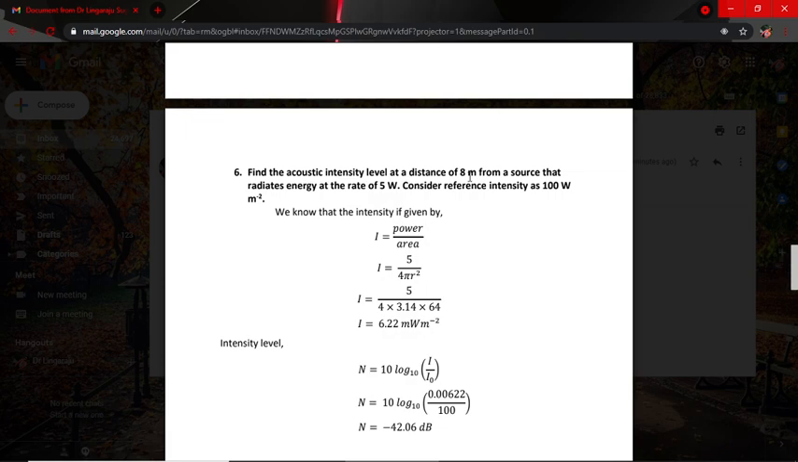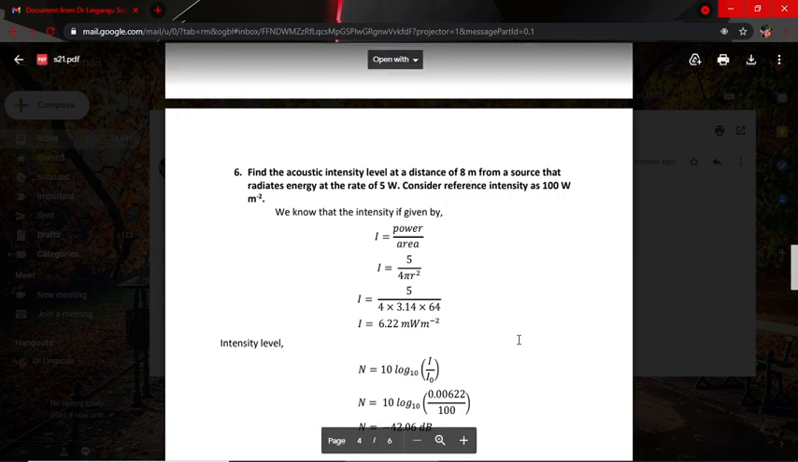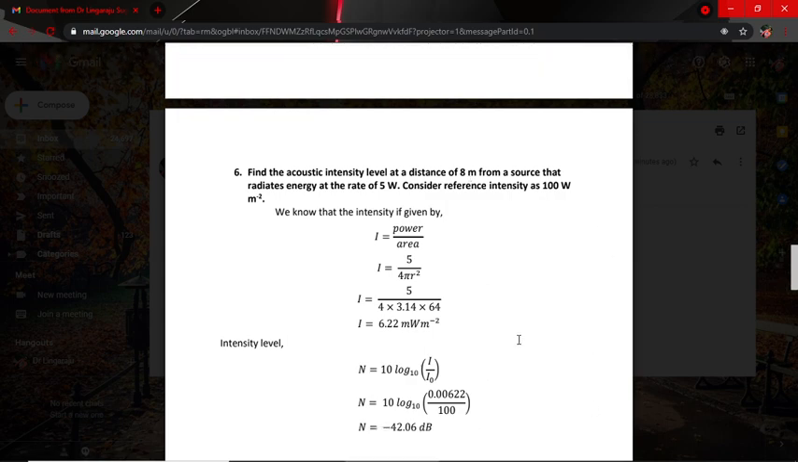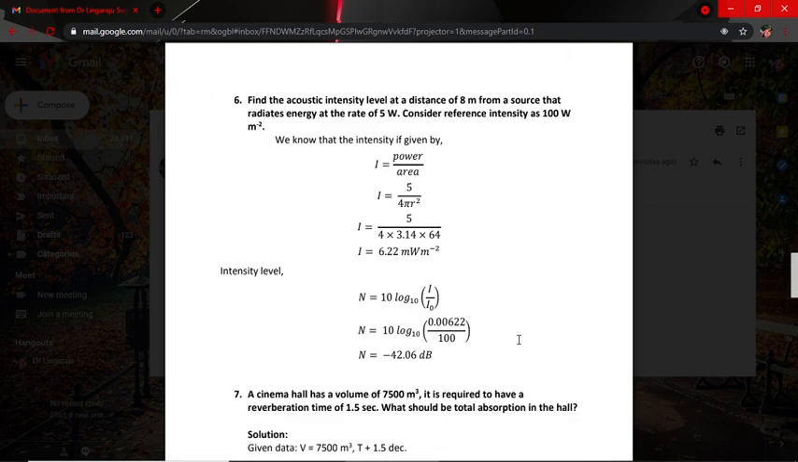8 square, that is equal to 64. Next is I. Direct values here you can calculate it. The I value is given as 6.22 milliwatt per meter square. Now here we have to calculate the second part.